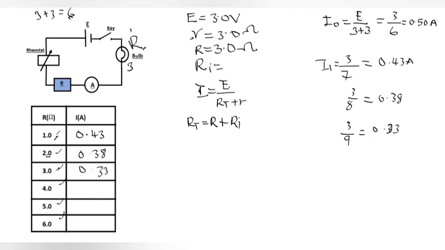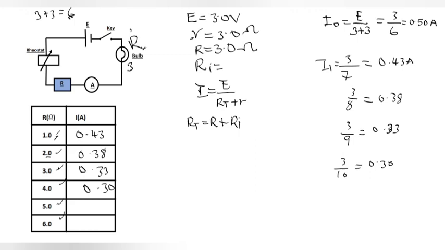Next, to get I4, I'm going to add 4 to 6. That's going to give me 10. So I'm going to have 3 divided by 10. That's 0.3. But I have to add 0 to make all of them 2 decimal places.